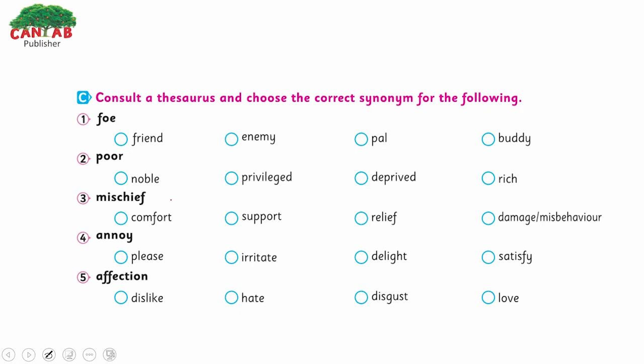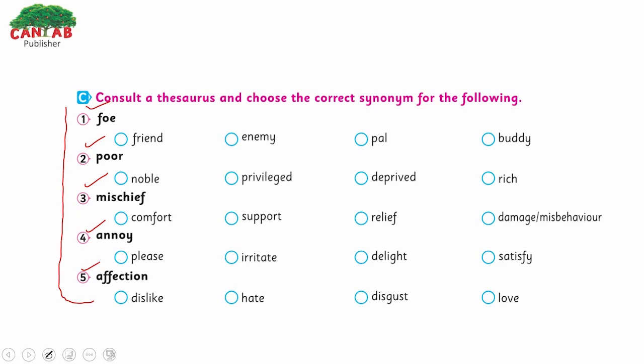Consult a thesaurus and choose the correct synonym for the following. Dear students, what you need to do? We have 5 words here. Open your dictionary, understand these 5 words first, find their meaning, and we have given 4 options here. For each word, you need to choose one word that has a similar meaning to the given word.